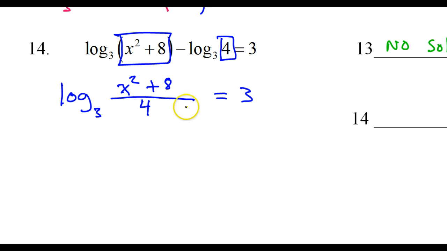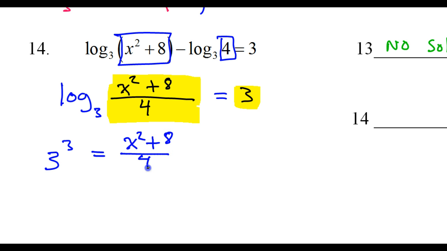So what I need to do is rewrite this in exponent form. In exponent form, you start with the base 3 here. So this would be 3 to the, and everything else is going to change sides. This 3 is going to come over here and become the power, and this is going to go to the other side. So I'll have x squared plus 8 over 4. Now I need to solve this. Of course, 3 to the third power is 27. So I've got 27 is equal to x squared plus 8 over 4.